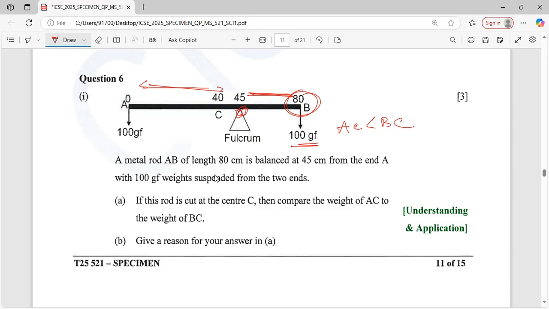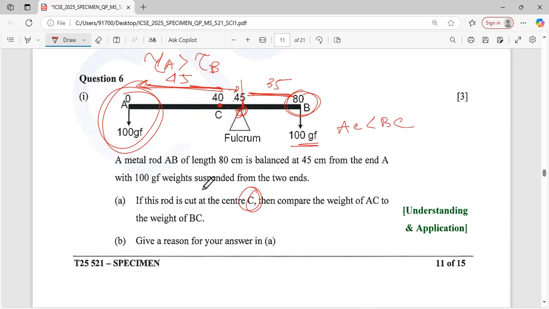Compared to this, there is a fulcrum point. C is the center of gravity, but here is the fulcrum, that is at 45. So B has less torque because 80 minus 40 means 35, while here comes 45. So obviously A has more torque. Tau A is greater than tau B.